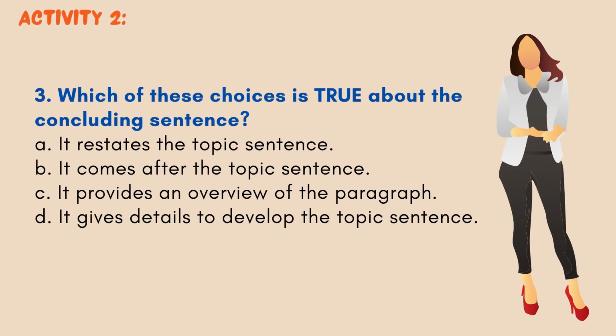Number 3. Which of these choices is true about the concluding sentence? A. It restates the topic sentence. B. It comes after the topic sentence. C. It provides an overview of the paragraph. And D. It gives detail to develop the topic sentence.